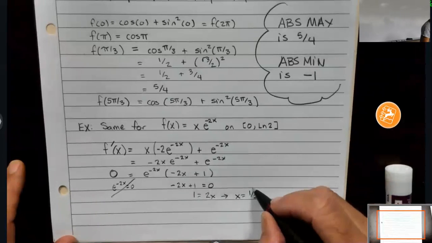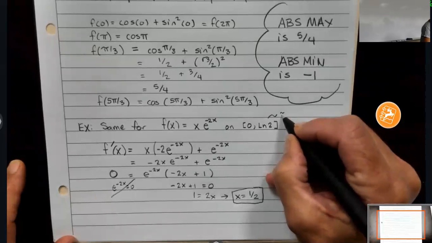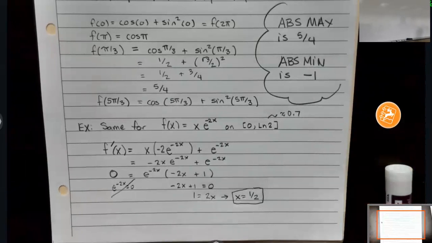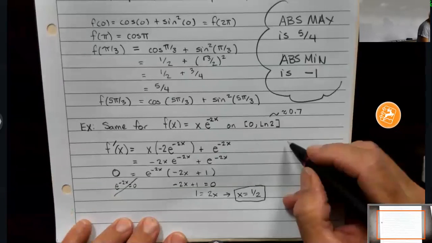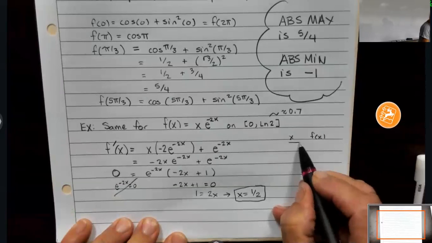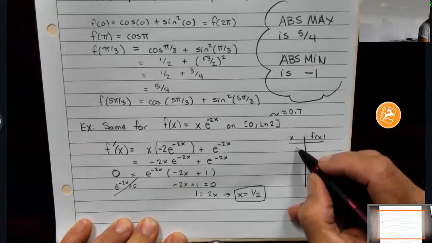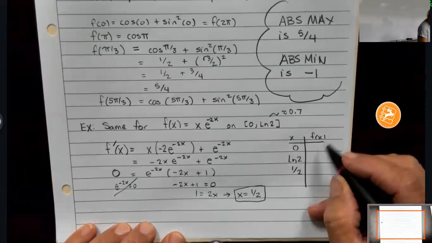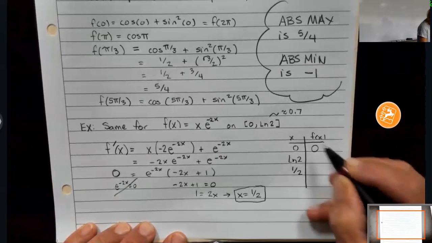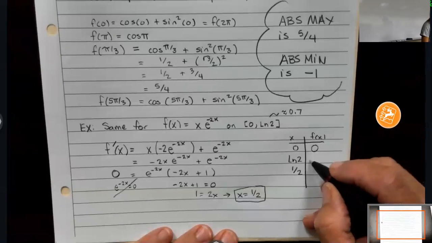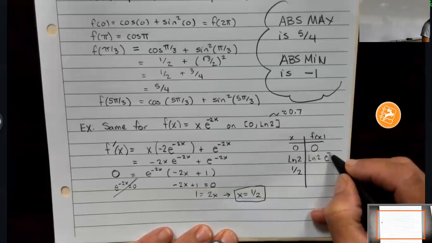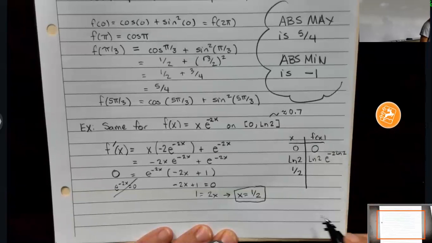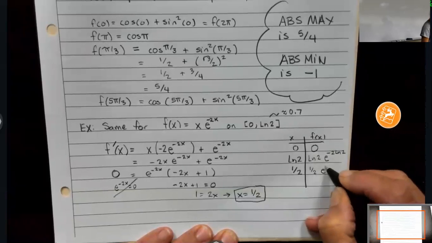So that critical number is in the interval. So now we've got to find the value of our function at the 3 points: at 0, natural log of 2, and at 1/2. Okay, so let's put that over here. The 3 candidates for the extreme values are at the endpoints and the critical number. F of 0 is 0 times e to the 0, so 0 times anything is 0. Here we're going to have the natural log of 2 times e to the minus 2 natural log of 2. And here we're going to have 1/2 times e to the minus 1.